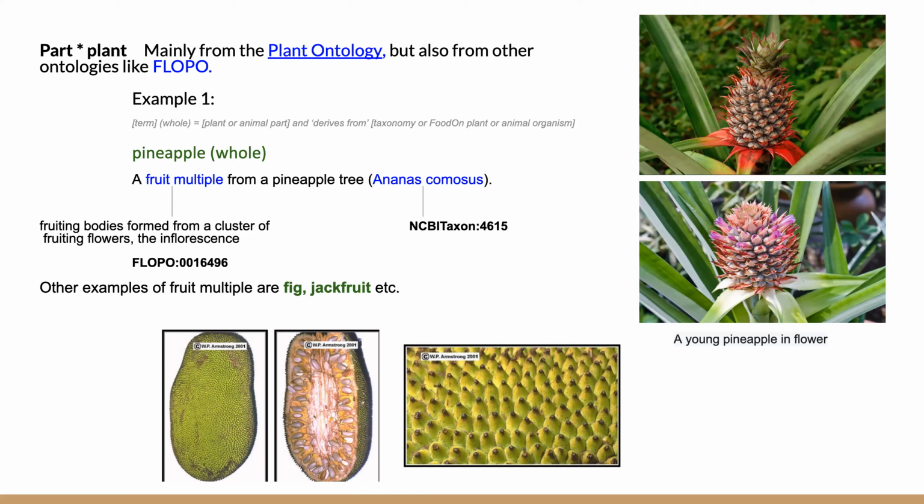If you see in this picture, a young pineapple, in appearance this plant actually has a very short, stocky stem. But when creating its fruit, it usually produces up to about 200 flowers, although some large fruited cultivars can exceed this. Once it flowers, the individual fruits of the flower join together to create a multiple fruit. And that's why we are calling it a multiple fruit. And this Ananas comosus is its NCBI taxon. Similarly, other examples of fruit multiple are figs, jackfruit, etc. So it's mainly to give you an idea about how we are picking the anatomical part of any plant organism.